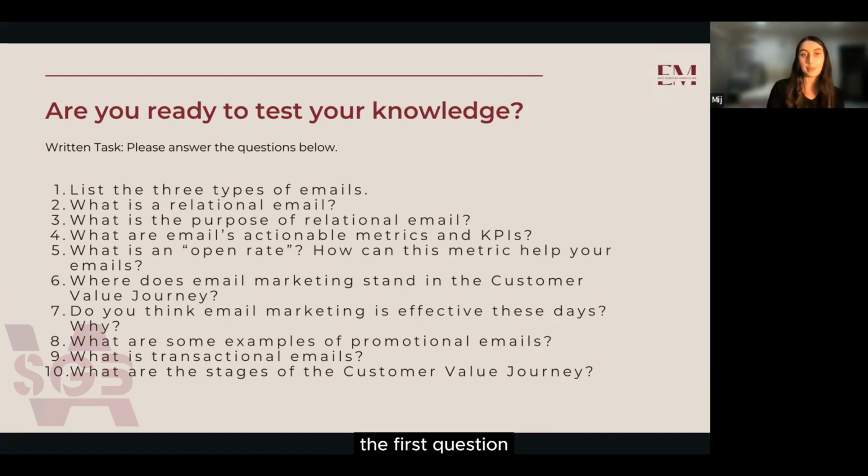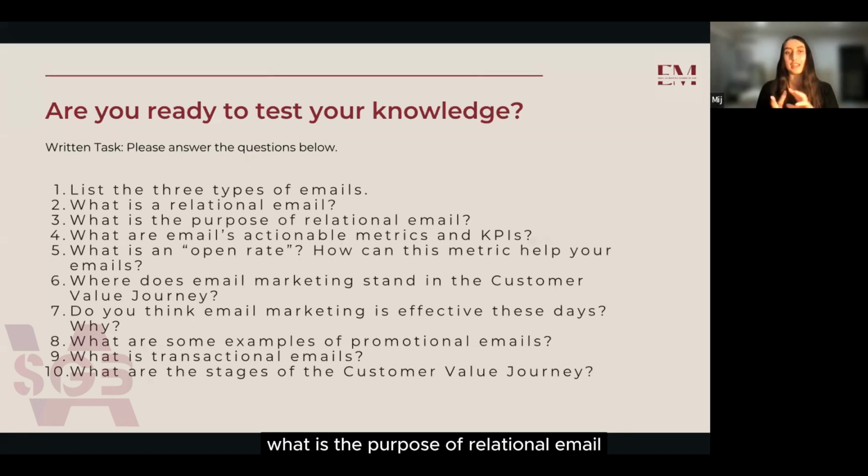The first question: list the 3 types of emails. I want you to create a Google Doc where you could briefly or comprehensively explain what the 3 types of emails are. You also need to tell me what a relational email is. What is the purpose of a relational email? And what are emails' actionable metrics and KPIs? Tell me, please, what is an open rate? And how can this metric help your emails?